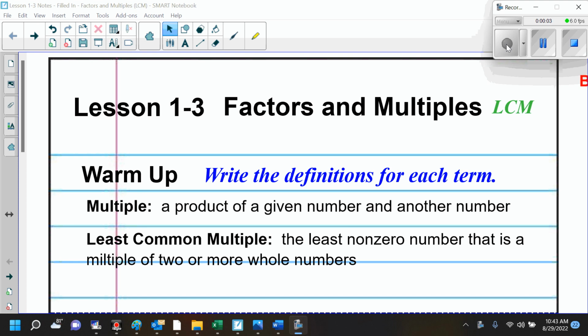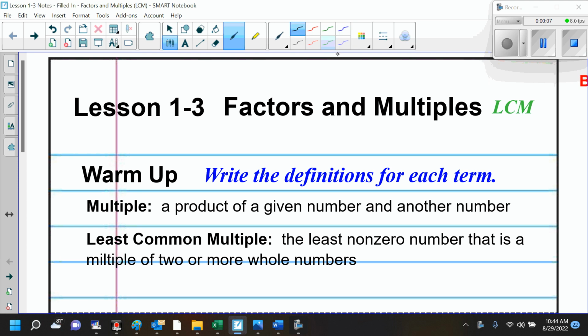All right, so lesson 1-3, factors and multiples. This is part 2, and we're talking about LCM, which is least common multiple. Okay? So your warm-up was to write down the definitions for each of these terms.